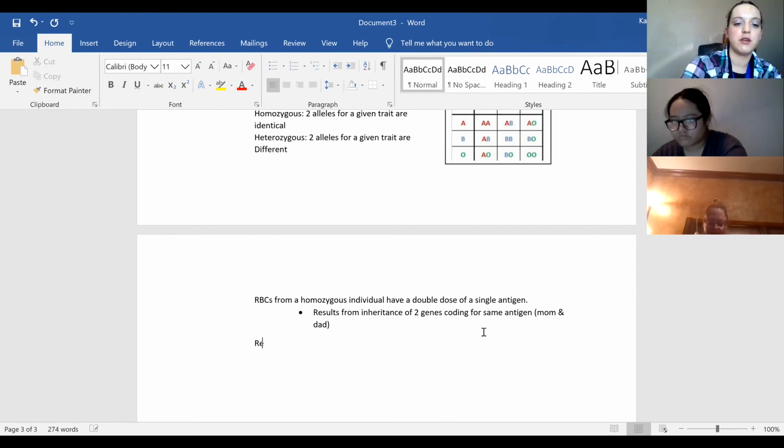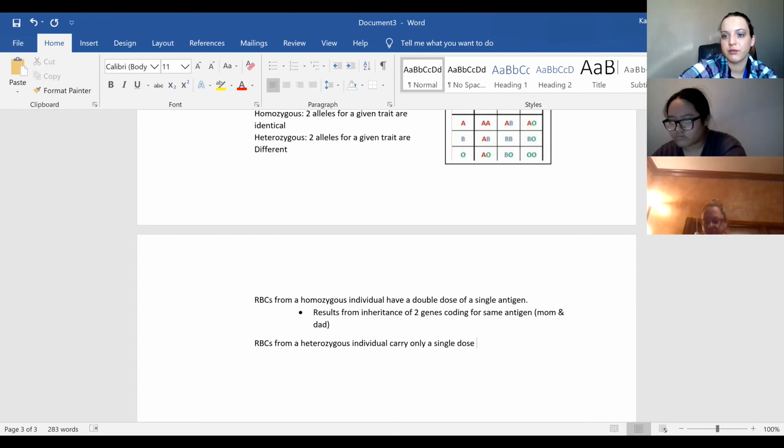So heterozygous RBCs carry how many? How many genes code for the same antigen? One. Yeah, only a single dose. Do they have fewer antigens? No, the same amount of antigens, but for a homozygous, it's a double dose of the same one, whereas RBCs from a heterozygous individual carry only a single dose of two differing antigens.